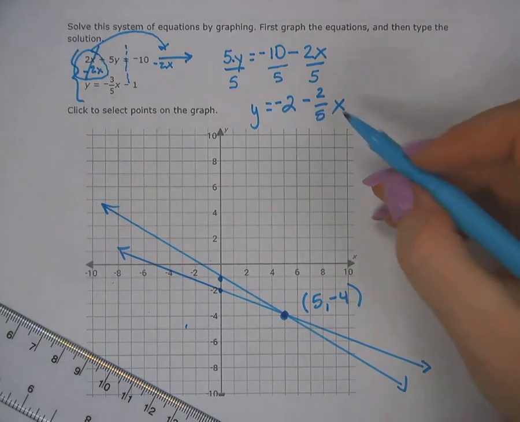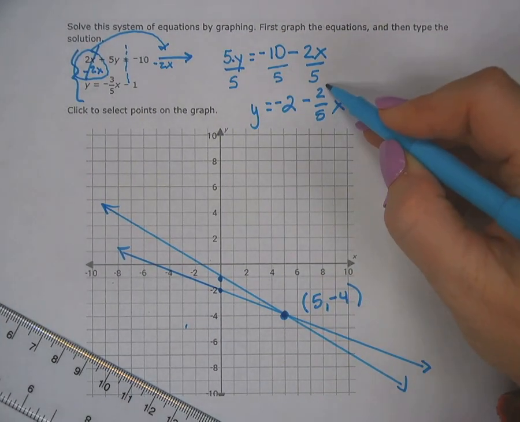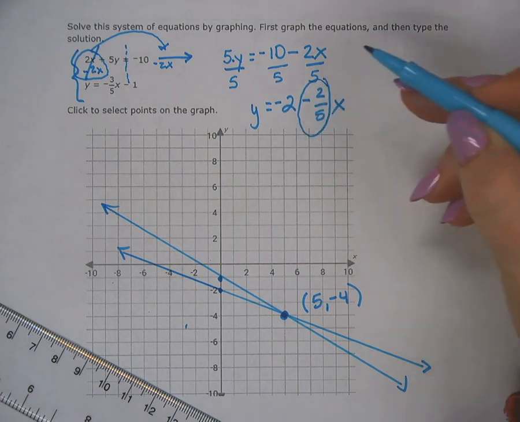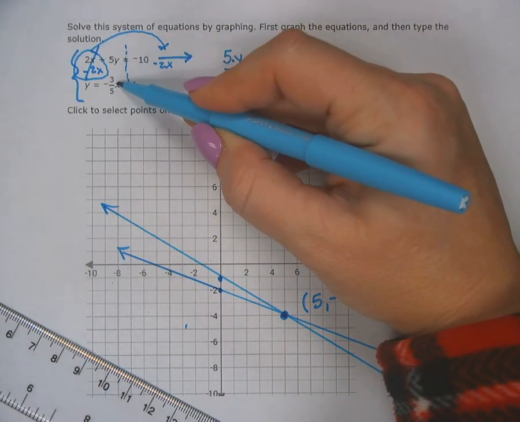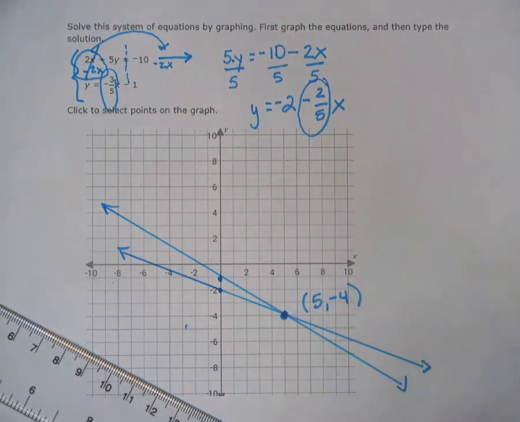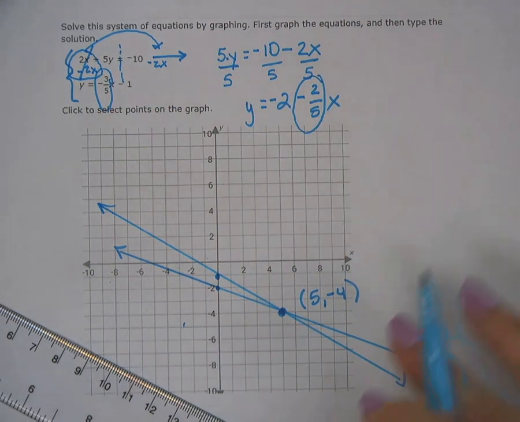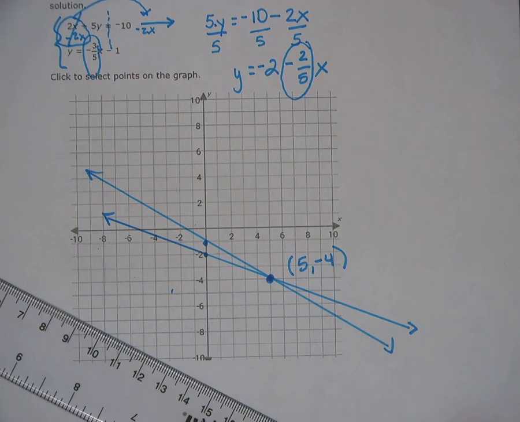And just to tie it all together, the first line has a slope of negative 2/5. The second line has a slope of negative 3/5. And when two lines have different slopes, they have to intersect in one point. Make sure that these two examples get put into your notebooks so that you have something to work on or look at for the test.